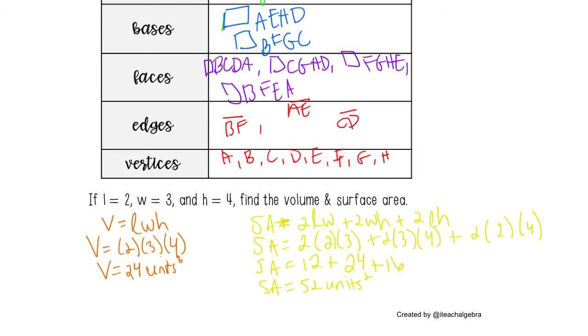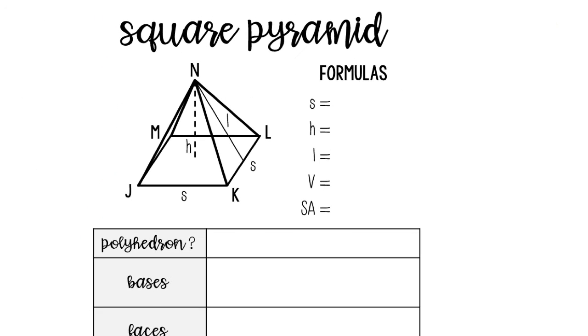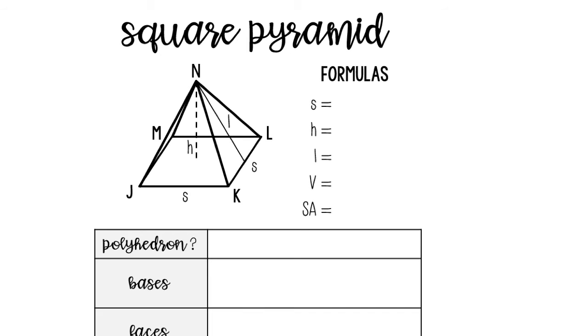So we've covered a cube and a rectangular prism. Now we have a square pyramid. Square pyramids have a square at the bottom and triangles on all 4 sides that meet in the center.